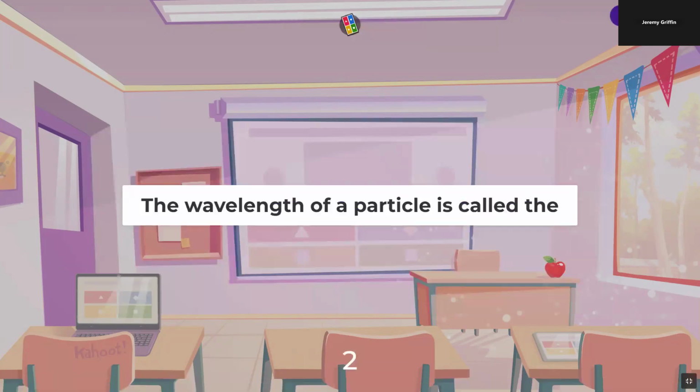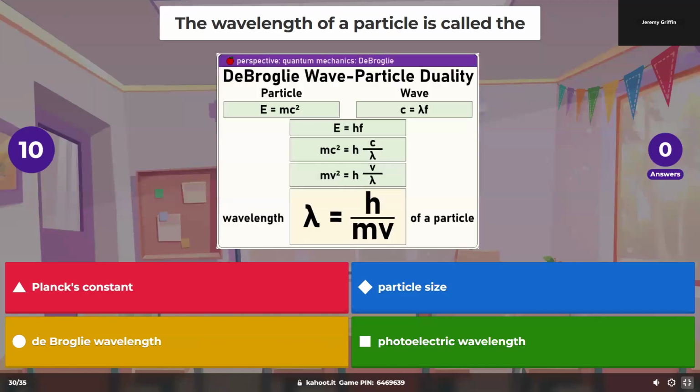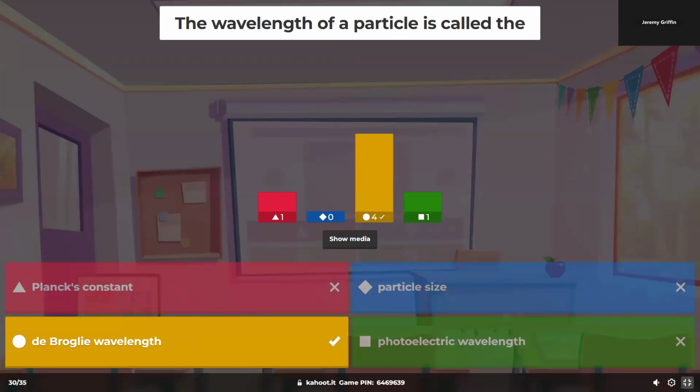The wavelength of a particle, any particle, is called the de Broglie wavelength. There you go. Remember, Einstein established this wave-particle dual nature of light, and then de Broglie says, I wonder if that could apply to other things. Hey, maybe like electrons. It might explain chemical reactions we're about to get to.